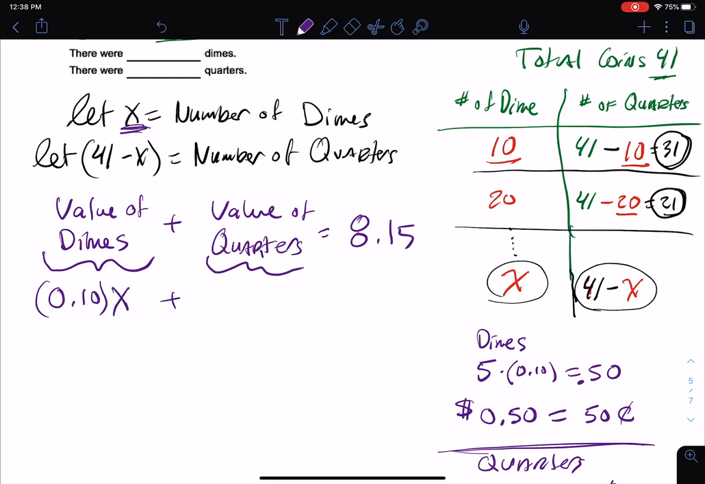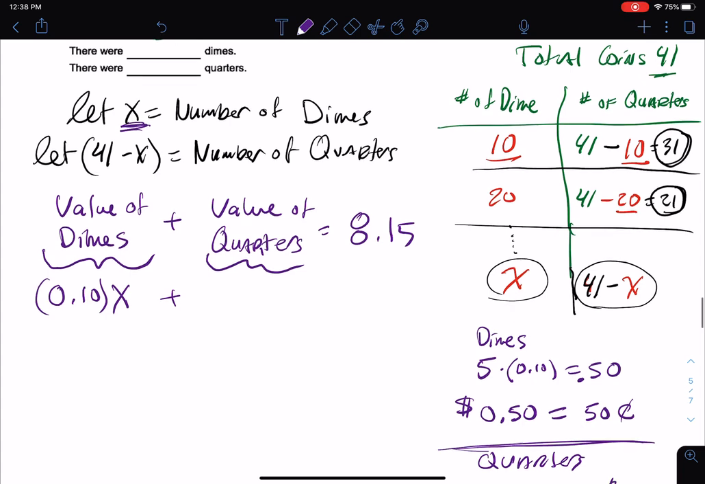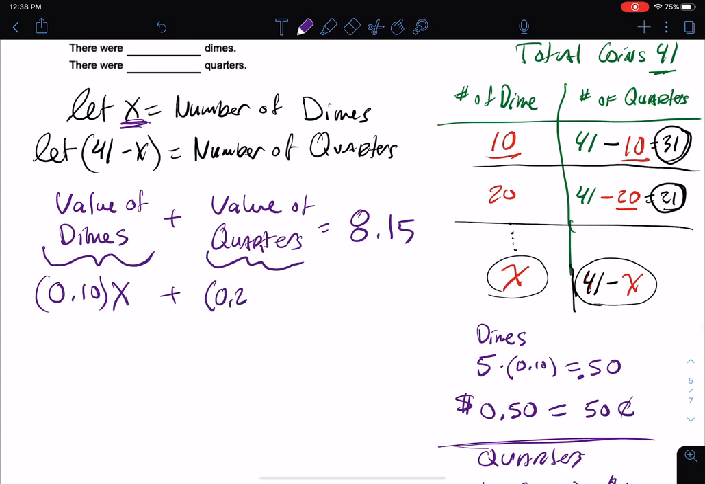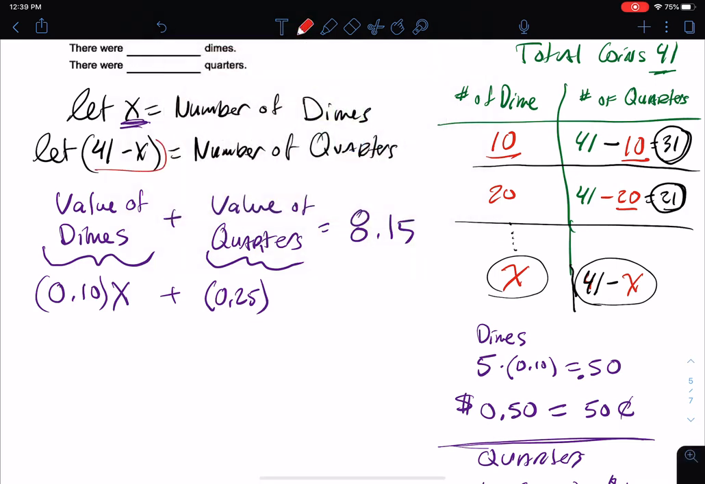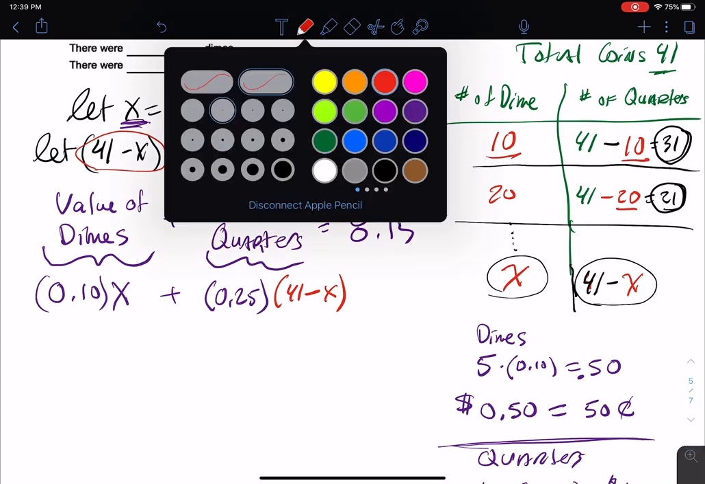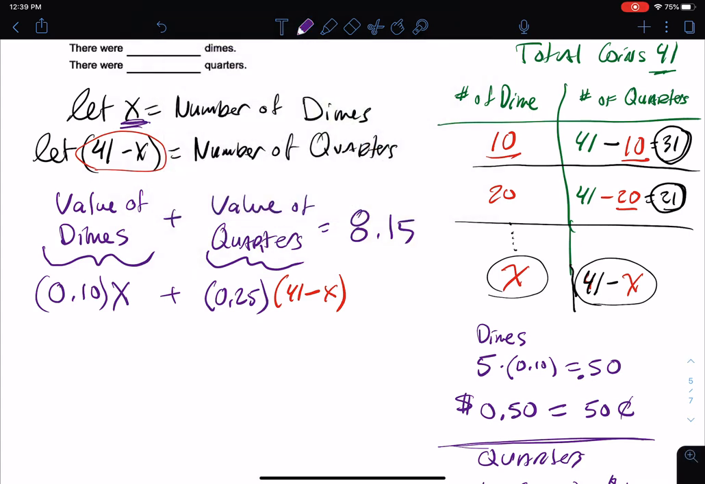Plus the value of quarters. Well, the value of quarters is going to be 25 cents. And how many quarters do we have? Well, we defined our quarters as 41 minus x. And then finishing the problem out, it says that all must equal a value of $8.15.